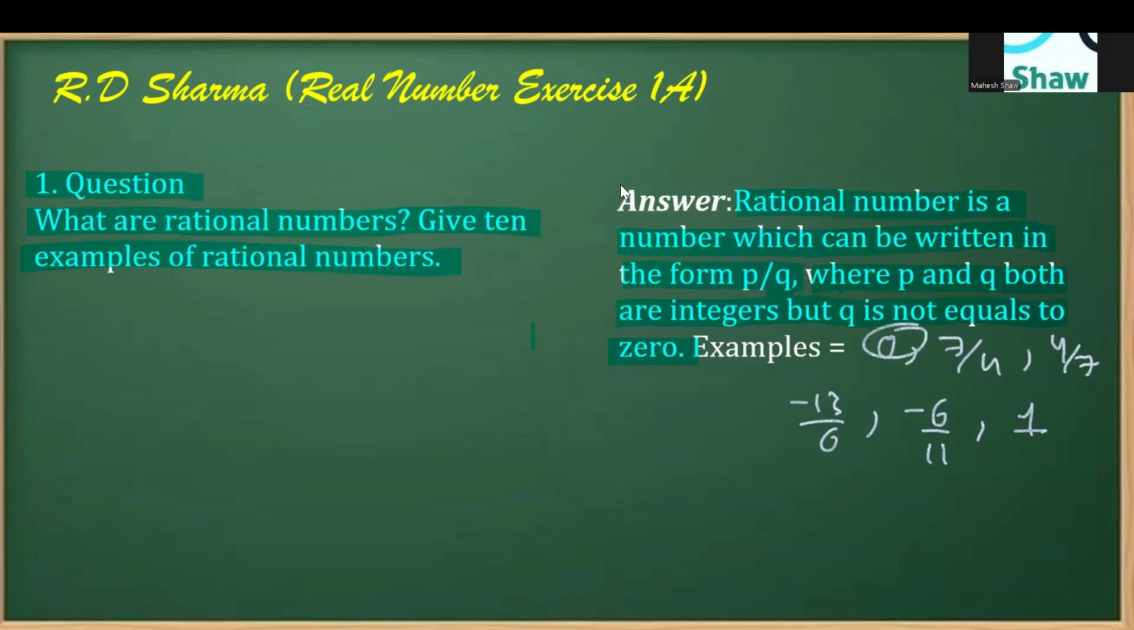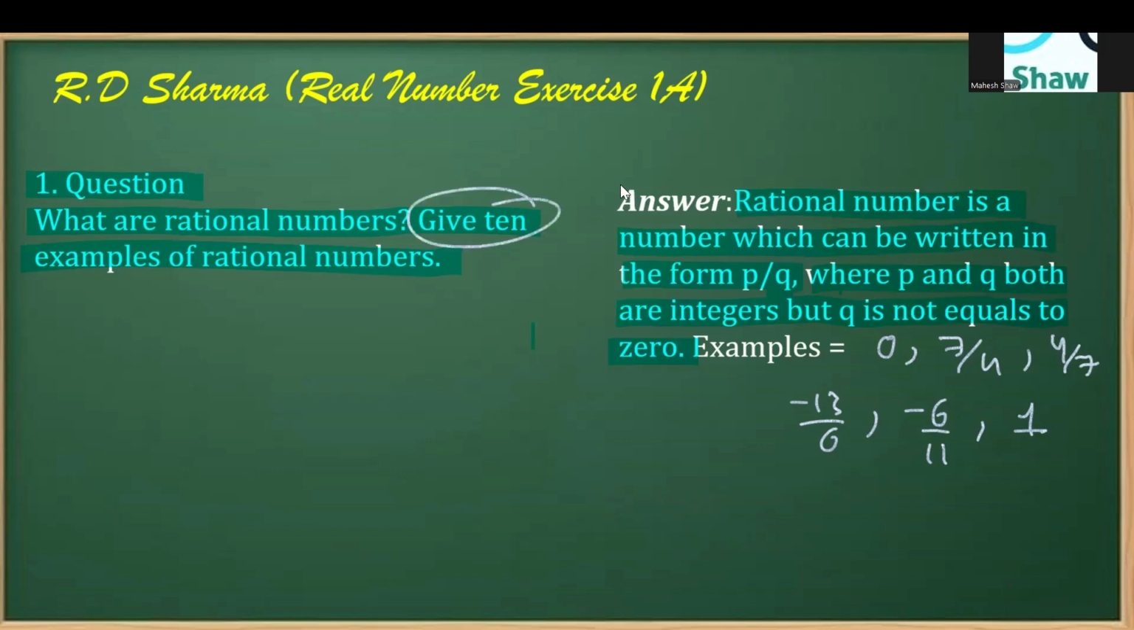Similarly, you see I have taken 0 as a rational number because 0 can be written as 0 over 1. But then 1 over 0 is not a rational number. Why? Because here Q is 0, and we know that Q should not be 0. So this is what, and you can give more examples.